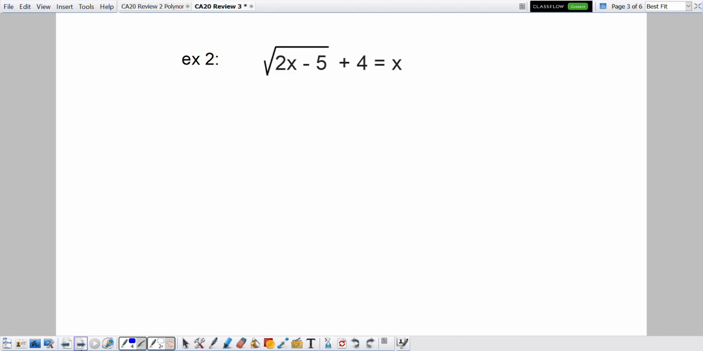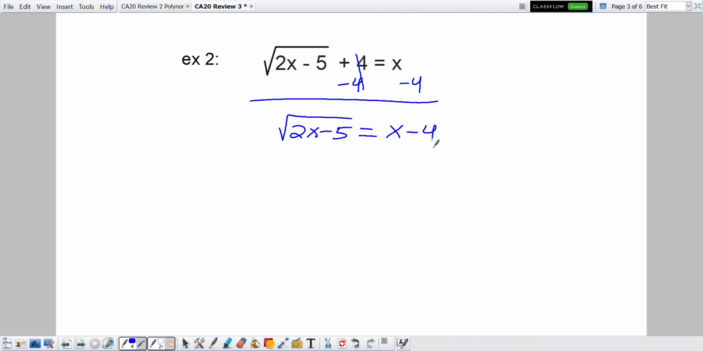All right, if you want to check if you're understanding everything, you could try this problem. I'm going to go ahead and solve it for you, but you could pause the video and try it yourself and see how you do. So first thing we want to do is isolate the square root. Means get it by itself. The way we do that is just subtract 4 from both sides. And so what I get is the square root of 2x minus 5 equals the quantity x minus 4.